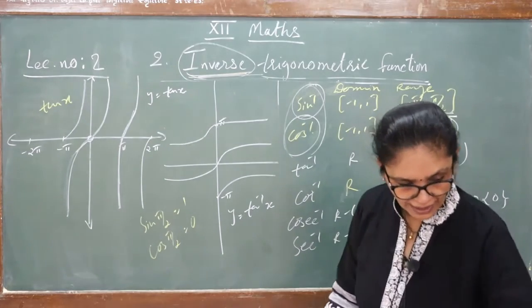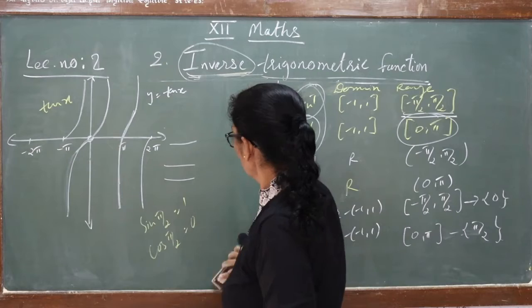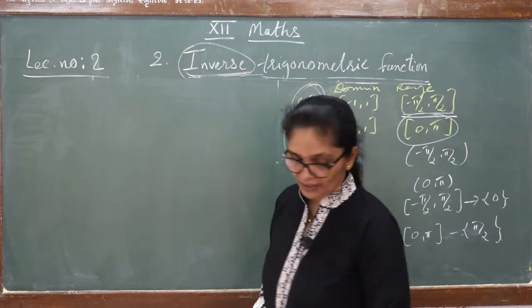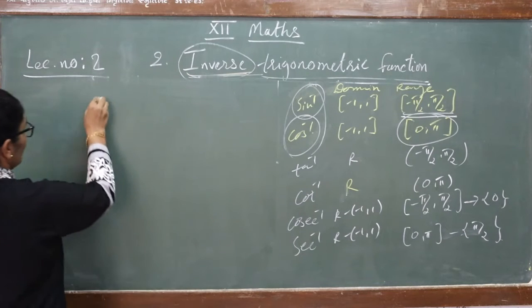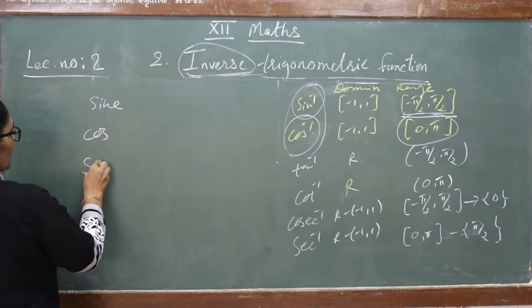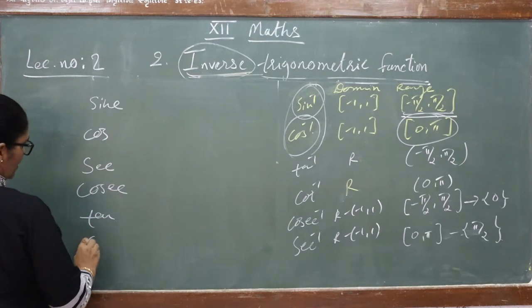See, first we write both the tables. I wrote this graph because I think it is clearer to you. I have drawn 3 graphs, and in a similar way you can make another one. See how I have made this table. Similarly, let's write for sine, cos, then sec, cosec, tan and cot.